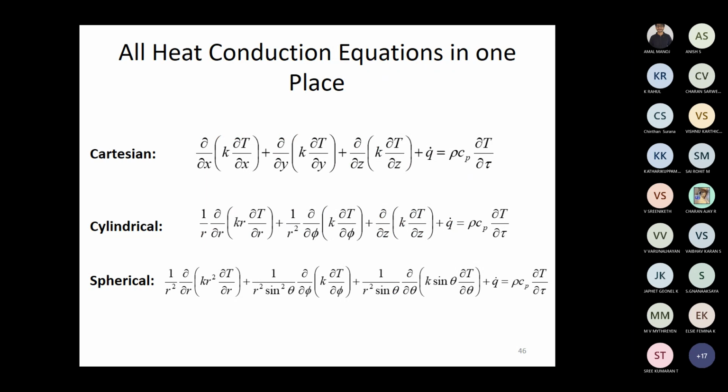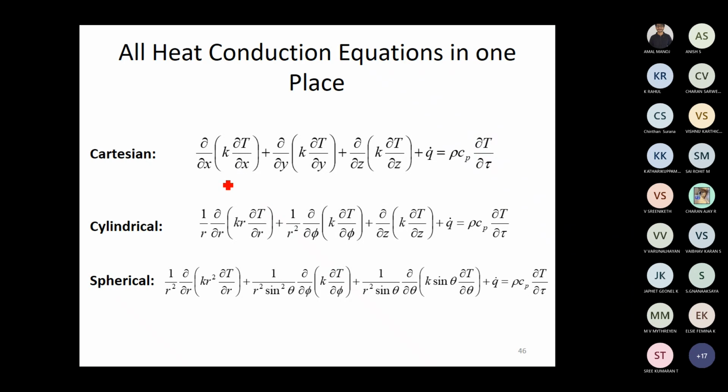Okay, so you can see all these three equations in one place, the most general form of all three equations. That means three-dimensional, transient, with heat generation and with the thermal conductivity depending on the direction. So this is the most general equation possible, or we can also say that this is the most complicated equation possible as far as heat conduction is concerned.